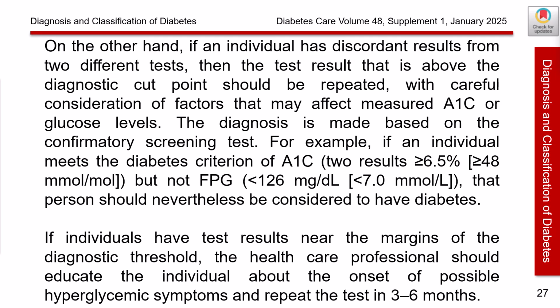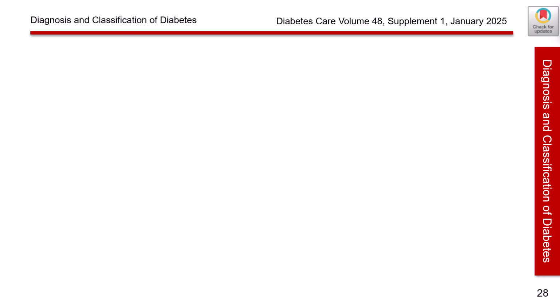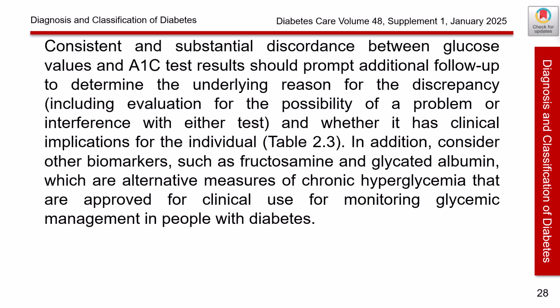If individuals have test results near the margins of the diagnostic threshold, the healthcare professional should educate the individual about the onset of possible hyperglycemic symptoms and repeat the test in 3 to 6 months. Consistent and substantial discordance between glucose values and glycated hemoglobin test results should prompt additional follow-up to determine the underlying reason for the discrepancy, including evaluation for the possibility of a problem or interference with either test, and whether it has clinical implications for the individual. In addition, consider other biomarkers, such as fructosamine and glycated albumin, which are alternative measures of chronic hyperglycemia that are approved for clinical use for monitoring glycemic management in people with diabetes.